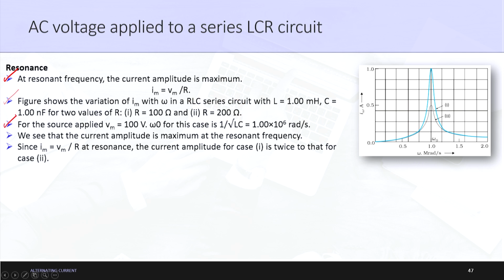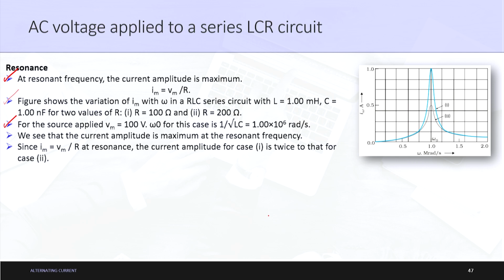Next, for the source applied, Vm is equal to 100 volts. Omega naught for this case would be 1 upon root LC, and the value obtained is 10 to the power 6 radians per second. We see that the current amplitude is maximum at the resonant frequency. You can see quite clearly that the peak obtained for the current is maximum. These are different values of omega, and for each value of omega you get some value of current, but the maximum value of current is obtained at omega naught. So, this is the basic concept of resonant frequency.